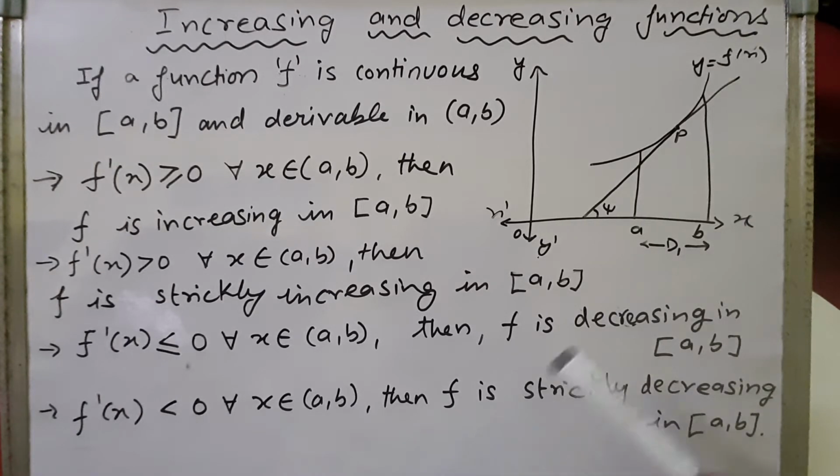Less than 0 means the tangent is forming an obtuse angle with the x-axis. That means the value of the angle is obtuse, right? Then theta will be between 90 and 180 degrees, and whenever the angle lies in the second quadrant, tan has a negative value, right? Note down this first.